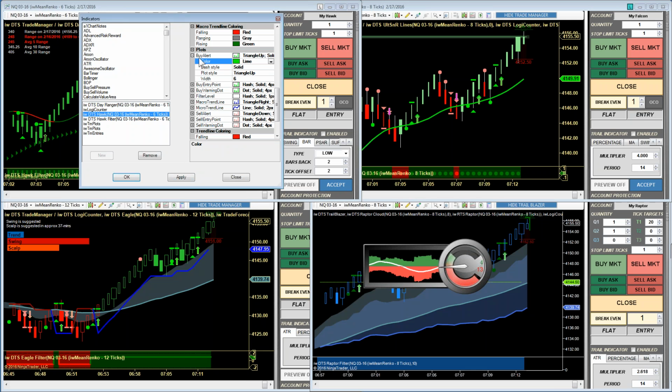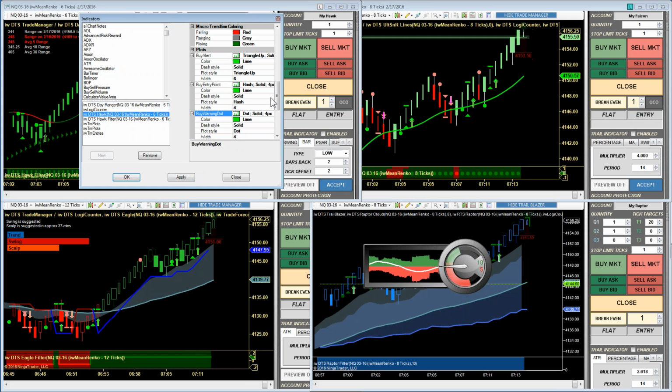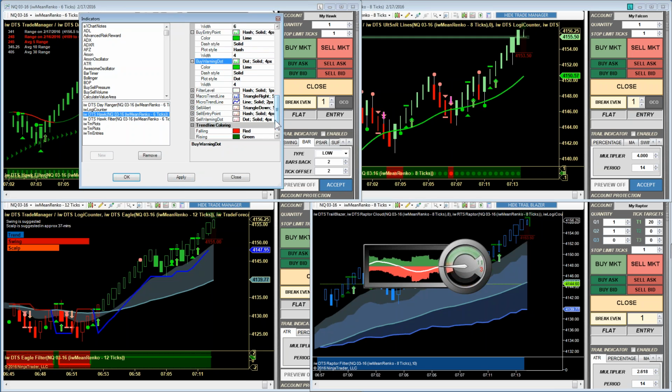So that's for your buy alert. You'll do the same for your entry and your warning dot. And you can change your red ones too if you like.